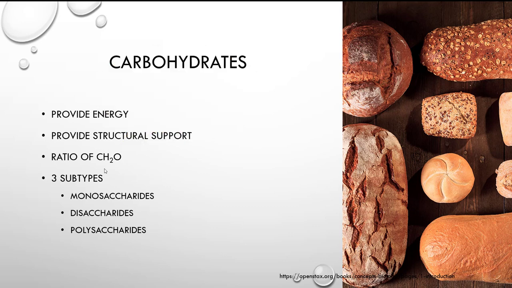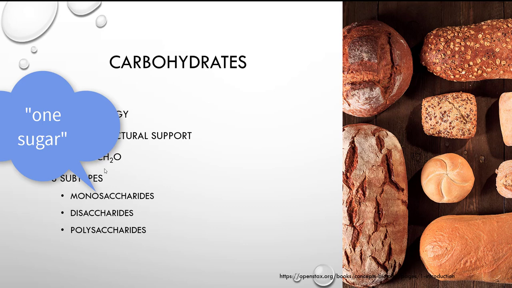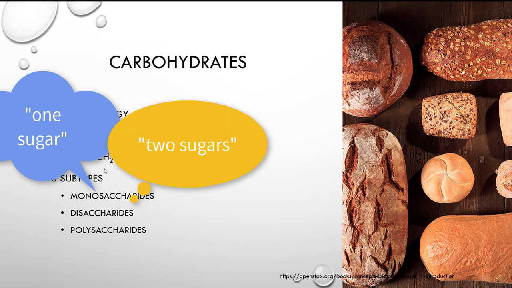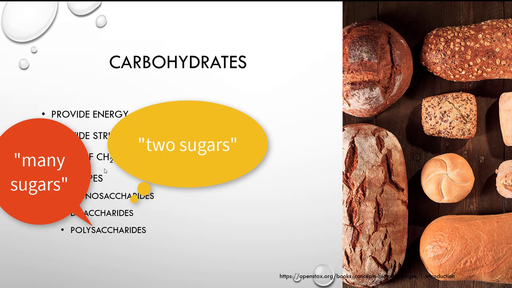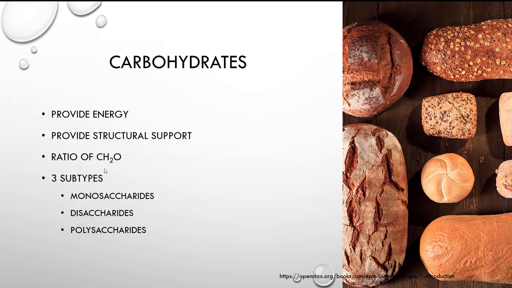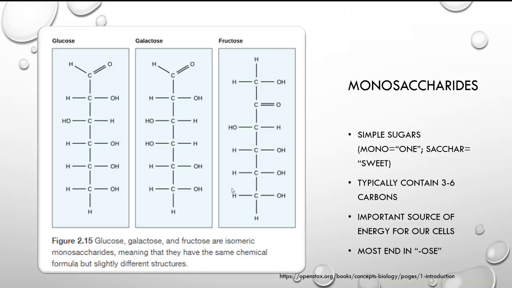And then we're going to talk about the 3 subtypes of carbohydrates. We have the monosaccharides, the disaccharides, and the polysaccharides. Saccharides, just think sugar. Mono means 1 sugar, di would be 2 sugars, and poly means many sugars. It's easy to remember as long as you remember saccharide means sugar, and then mono 1, di 2, poly many. We're going to go through each one of these subtypes and talk about them. So let's start out with the monosaccharides. Remember, mono means 1.